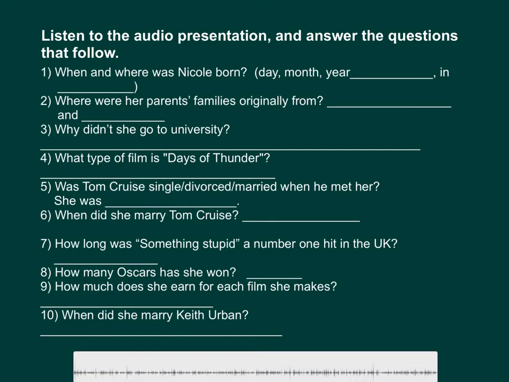Number seven, how long was Something Stupid a number one hit in the UK? Number eight, how many Oscars has she won? Number nine, how much does she earn for each film she makes? Number 10, when did she marry Keith Urban?